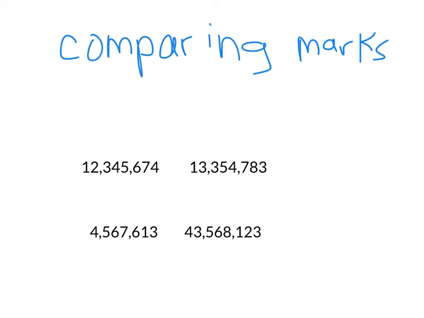All right, class, we are going to start by talking about the comparing marks or the comparing signs. When we do this, if we have a sign that looks like this with a little point on it, that means this side is less and this side is more. If we would flip it around, then we would have this side be less. Wherever the point is, that means that side is less.